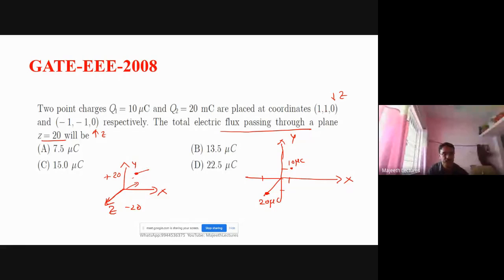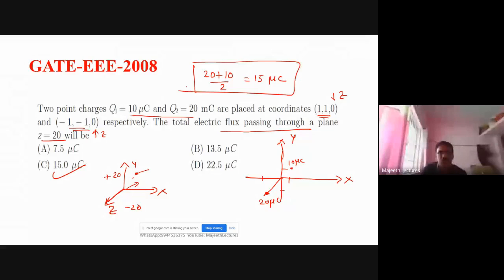Right? So what will be the total flux? It is the average of these two. So 20 plus 10 divided by 2, it is 15 microcoulomb. Right? So the answer is 15. Whenever they ask a question like this, if two charges are in one plane and they ask what is the flux going through the third plane, just take the average of the charges. If 2, divide by 2; if 3, divide by 3.